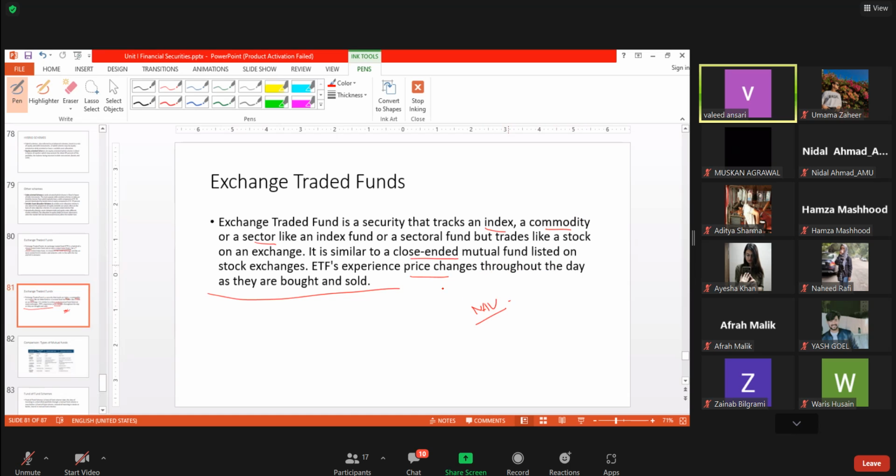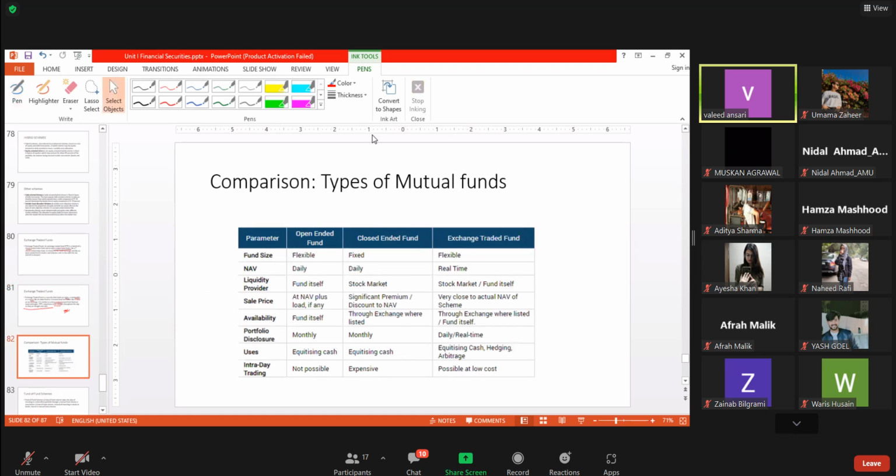But here, when you are buying and selling this type of ETF like any stock, the price of this fund will fluctuate based on the underlying stocks or securities. So these are some of the differences between these three: open-ended, closed-ended, and exchange-traded fund. Fund size is flexible.